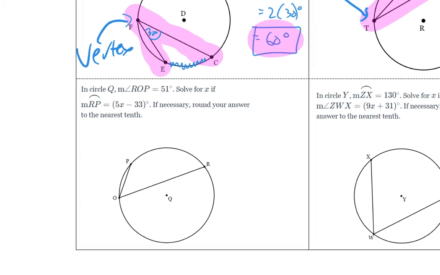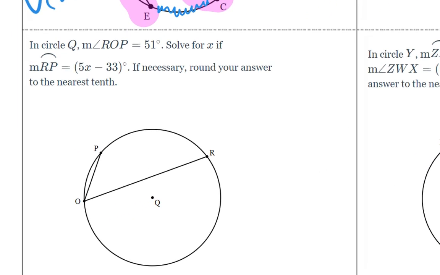Okay, so now we're stepping up a little bit. It's just a little bit because we're still doing the same math, but we're dealing with algebra. But we got this, all right? So let's check this out. It says the measurement of angle ROP is 51. So let's trace that out. ROP. Okay, so that one is 51 degrees for that angle.